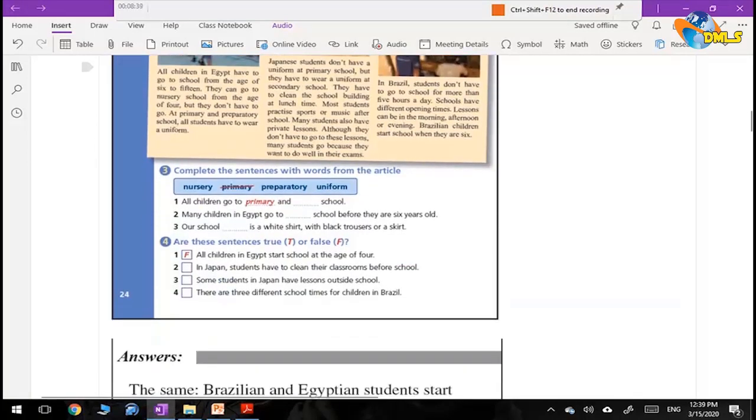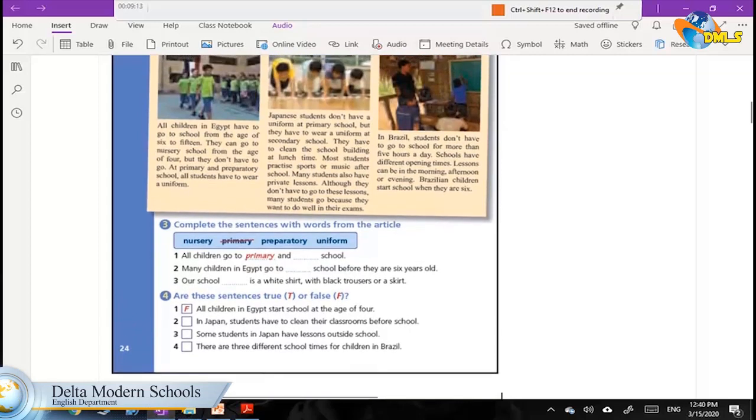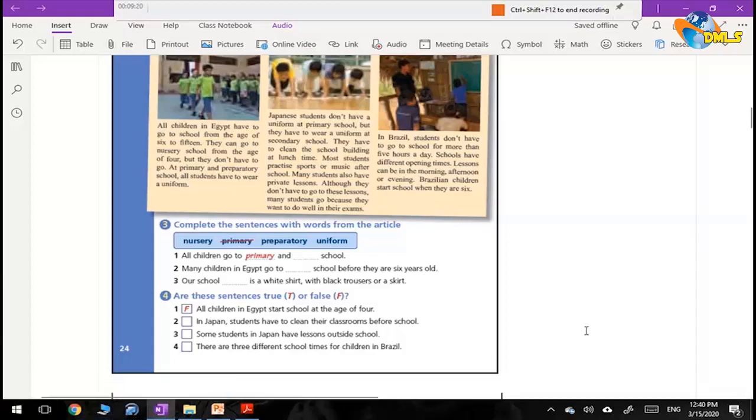Now, let's cover the 2 exercises here, exercises 3 and 4. For each exercise, I will give you 1 minute to handle. Starting now, it's 12:39, 12:40, time's up. Okay, it's 12:40, so our time is up. Let's go ahead and find the answers for these exercises.